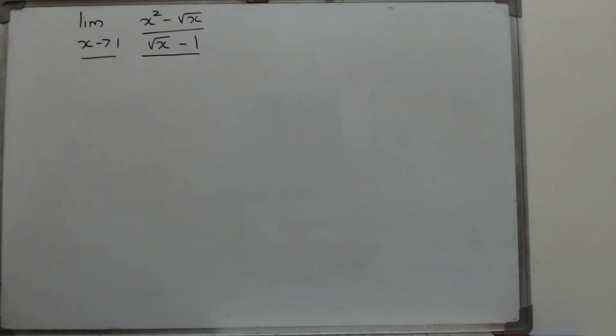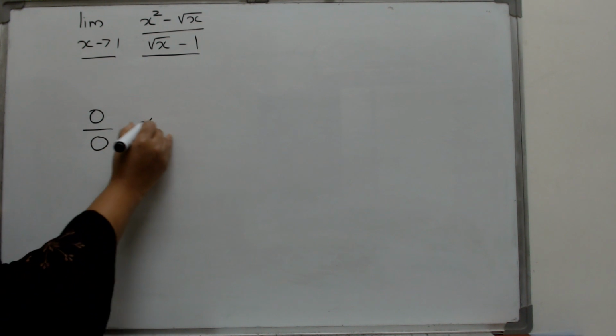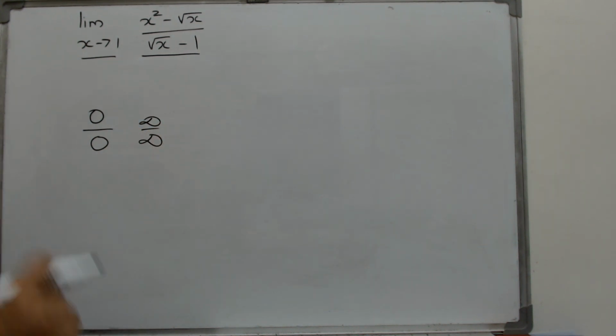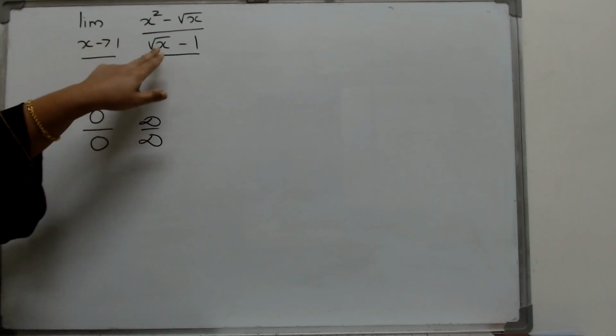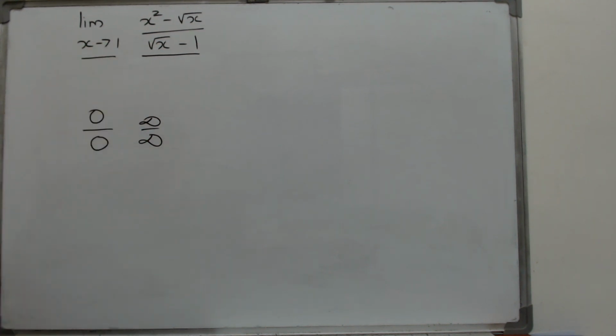But in case you do not get a real number, and instead you get something like 0 by 0 or infinity by infinity, then we have to go to the next step of trying to simplify it or rationalizing it. But that is the next step. First, let us see if we get a real number. Put 1 in place of x, then what do you get?